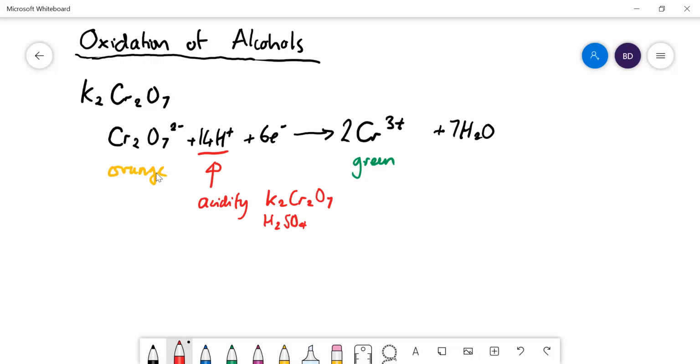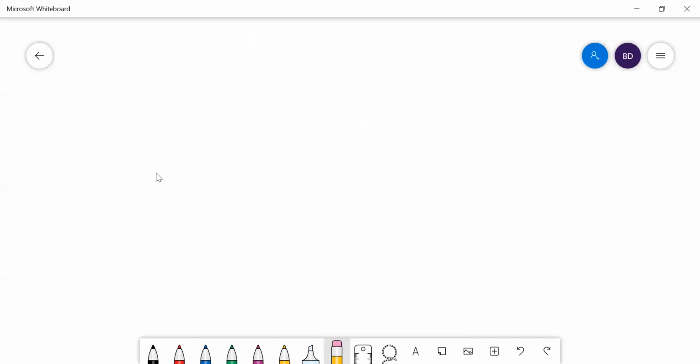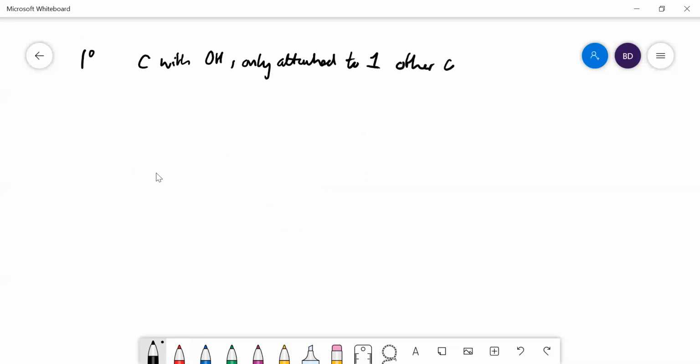Okay, so we have this orange solution, and we can oxidize alcohols with it. Now let's see what they're going to be oxidized to. That depends if they are primary, secondary, or tertiary alcohols. We've come across primary, secondary, and tertiary with respect to carbocations and haloalkanes. A primary alcohol is where the carbon with the OH is only attached to one other carbon. In other words, the OH is on the end, so an example of that would be ethanol. That's a primary alcohol.